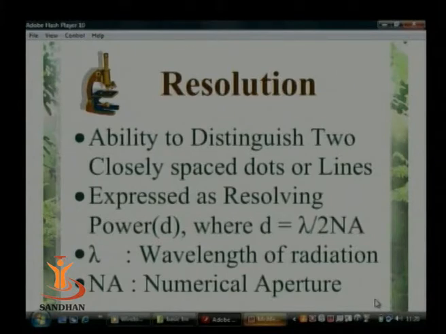As we have already seen about four slides back, the resolution is the ability of the microscope to actually reveal the finest details of the object under observation. Putting it very simply, in scientific words, it is the ability of the microscope to distinguish between two very closely spaced dots or lines. An object which is of extraordinarily small size, which can never be seen by the naked eye, is magnified by the microscope, but equally important is the fact that it is being resolved.